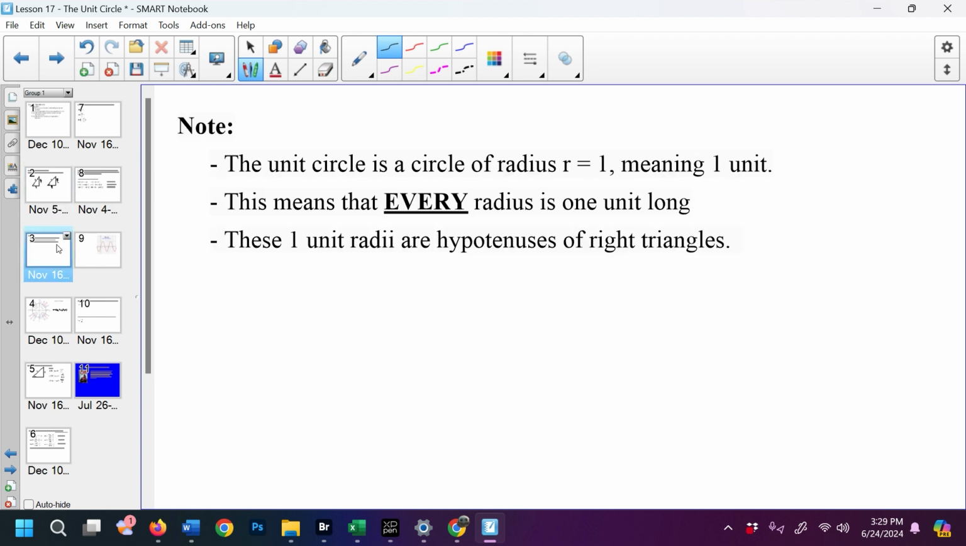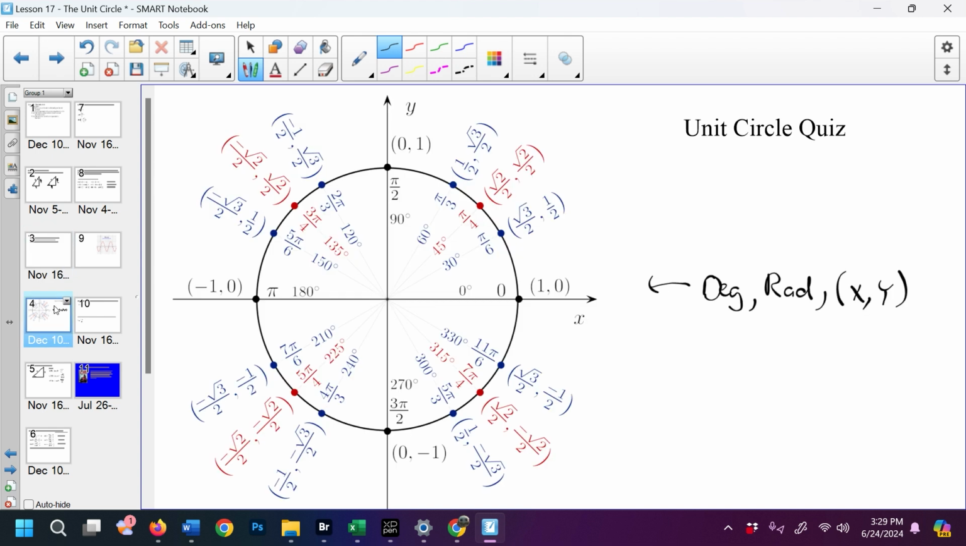Now just a couple notes. The unit circle is a circle of radius 1, meaning 1 unit. That means every radius is 1 unit long. These 1 unit radii are hypotenuses of right triangles. And what you end up getting when you do this is a unit circle that looks like this.